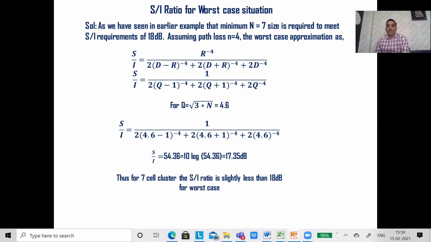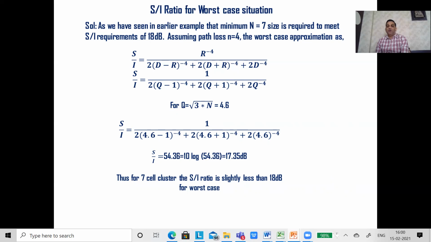In the first step, we are dividing numerator and denominator by R. After dividing by R, D by R we replace with the co-channel reuse ratio, which is capital Q. Then we get the expression mentioned in the second step: S by I equal to 1 by 2 in the bracket Q minus 1 raised to minus 4, plus 2 in the bracket Q plus 1 raised to minus 4, plus 2 Q raised to minus 4. And first of all, calculate the value of Q.